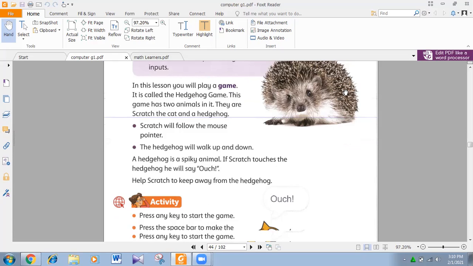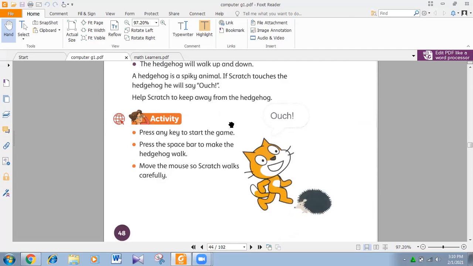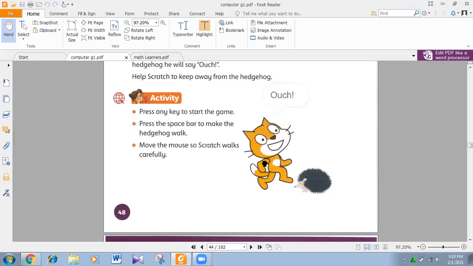If a cat whose name is Sprite touches this animal, what is it going to say? Ouch. Help Scratch to keep away from the Hedgehog. So in the game that we are going to play, we will help Mr. Scratch or Mr. Sprite to run from this animal. Press any key to start the game. Press the space bar to walk the Hedgehog. Move the mouse so Scratch walks carefully.